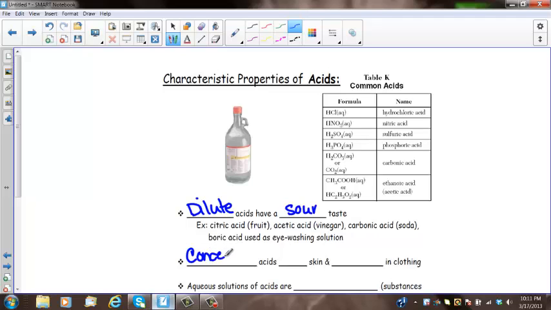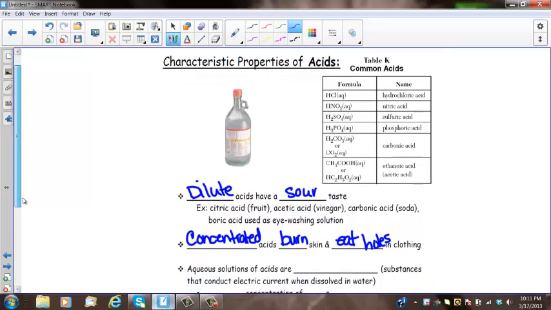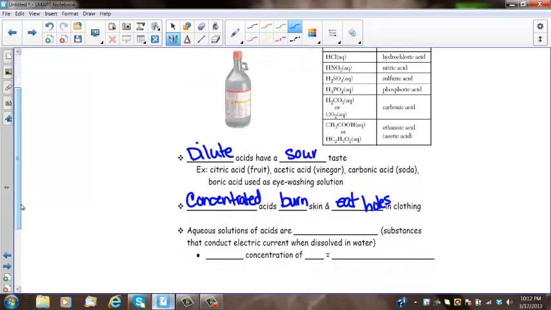Concentrated acids will burn your skin and eat holes in clothing if you get it on it. Most of your common acids are found in Table K in your reference table. And that's also going to be on the same page with bases and indicators, two other things that we'll be using in this unit.